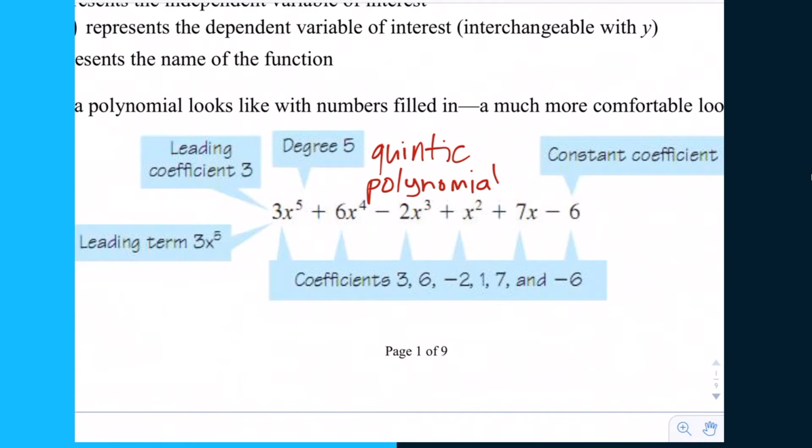What would a sub 1 be? A sub 1 is the coefficient of the first degree term. It's 7. And what's a sub 0? Negative 6. Okay, so that's how that works. And again, notice the exponents are indeed, in fact, what types of numbers? Whole numbers.